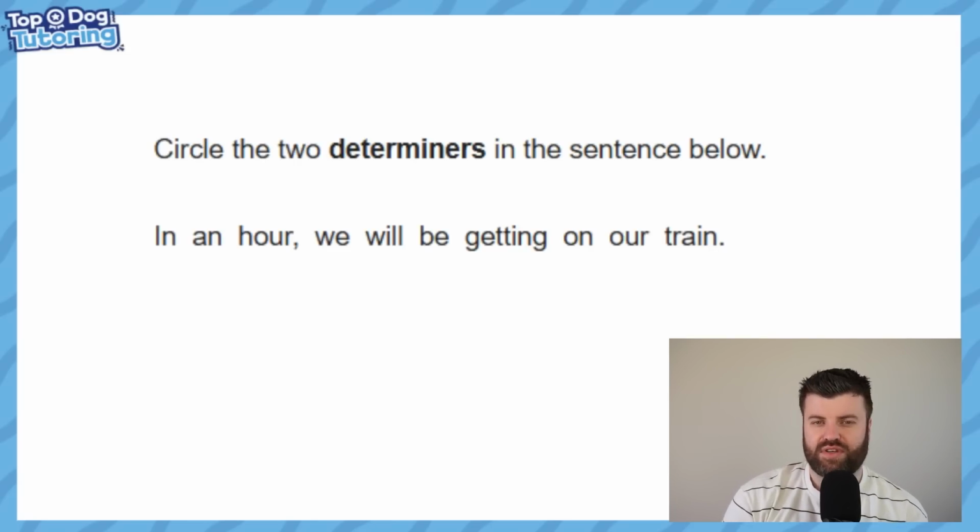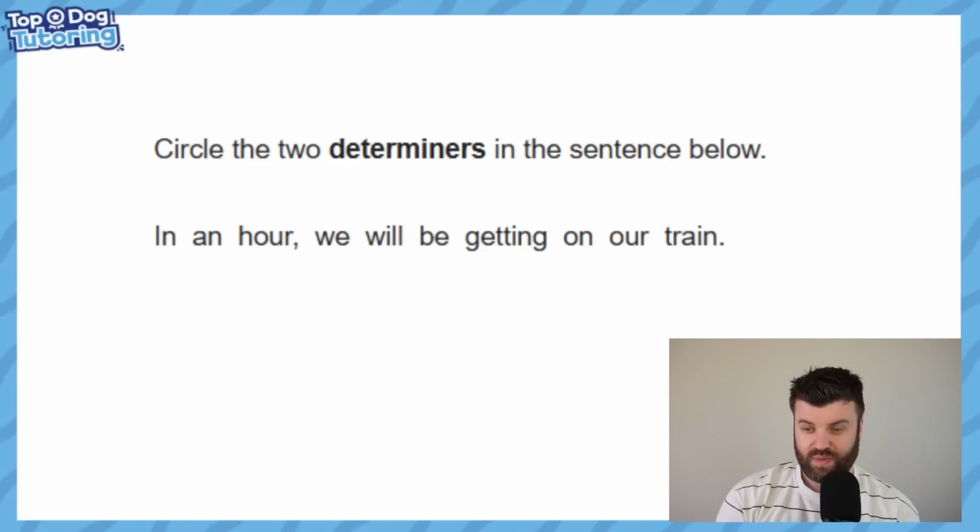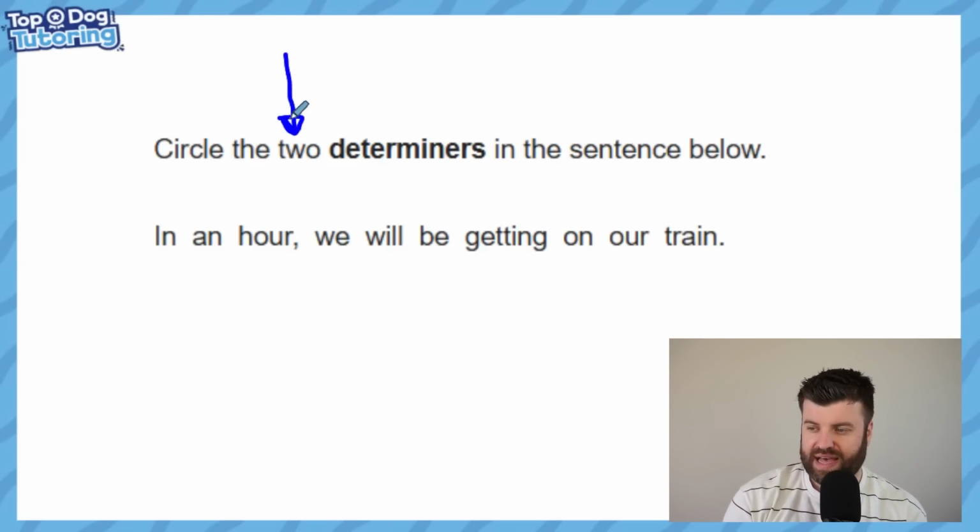So let's look at some types of questions that use determiners. Circle two determiners in the sentence below. We see this question a lot where you've got to circle. The thing to be aware of is, does it give you how many to find? I need to find two determiners. And the hint for finding determiners is to look for nouns.